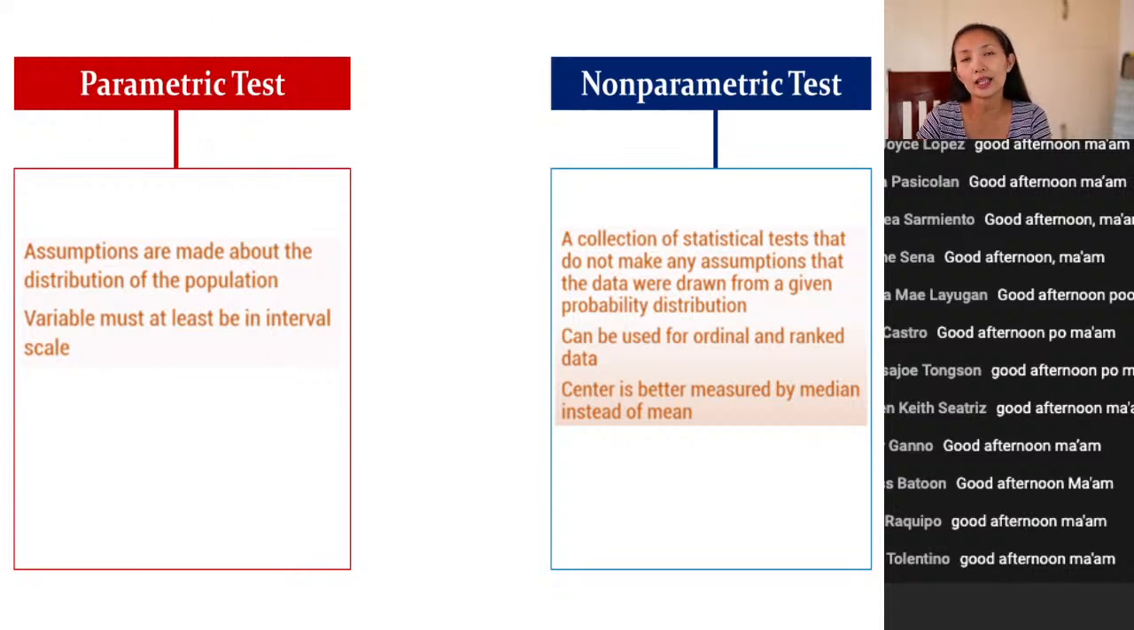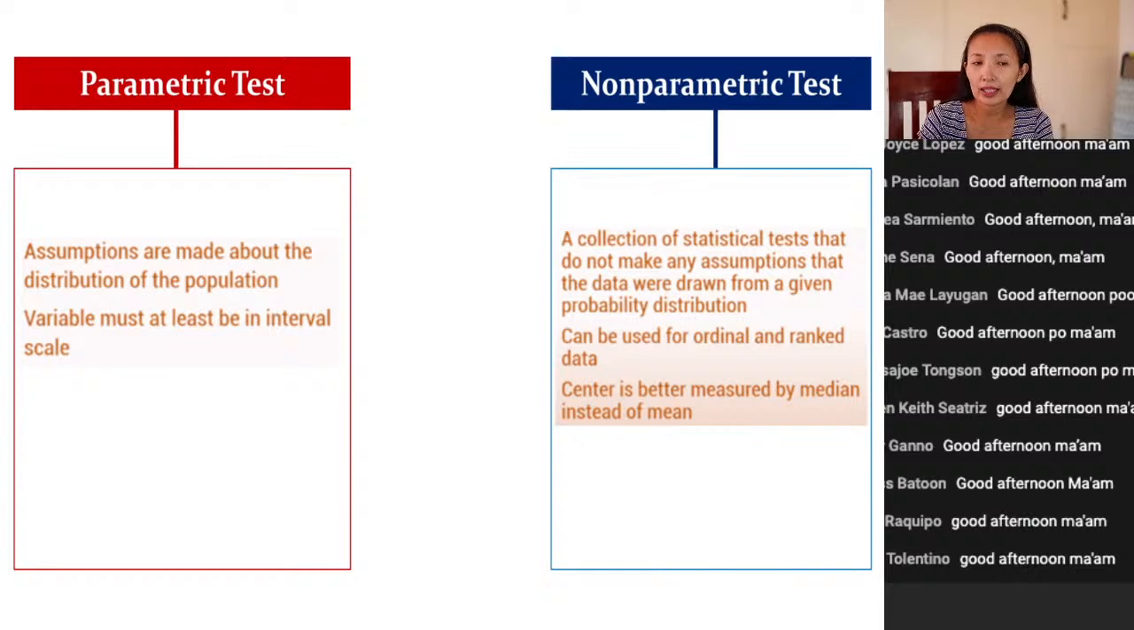So for quantitative set of data, we make use of parametric. Although we can also use non-parametric for quantitative data, for as long as assumptions are satisfied. So for non-parametric tests, a collection of statistical tests that do not make assumptions that the data were drawn from a given probability distribution, can be used for ordinal and rank data.